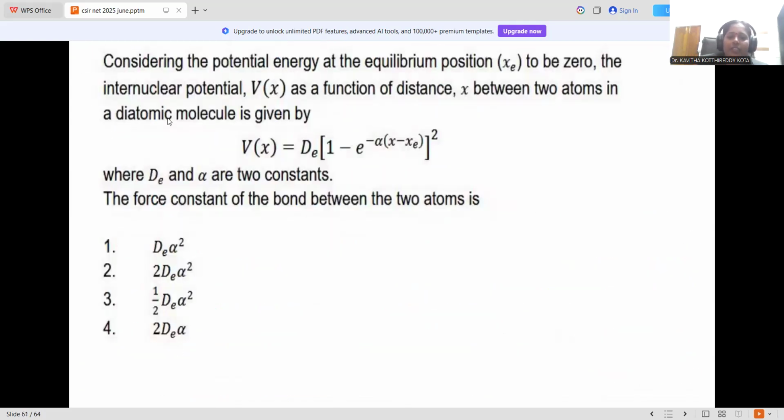Let me go with question 53. Considering the potential energy at the equilibrium position to be 0, the internuclear potential V(x) as a function of the distance x between the two atoms of a diatomic molecule is given by V(x) = De(1 - e^(-α(x - xe)))², where De and α are two constants. The force constant of the bond between the two atoms is indicated. So if these are the options, what will be the force constant value we need to identify?